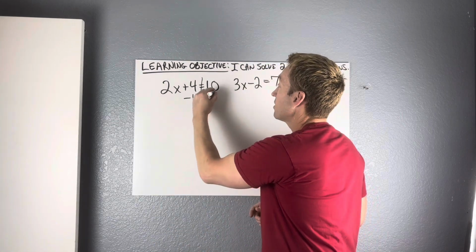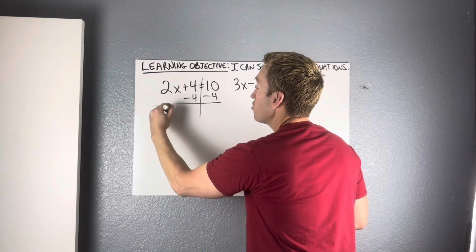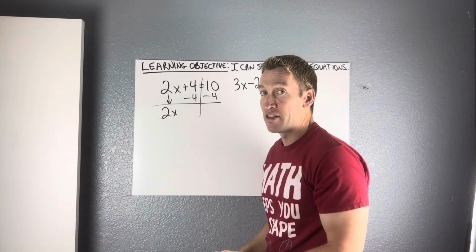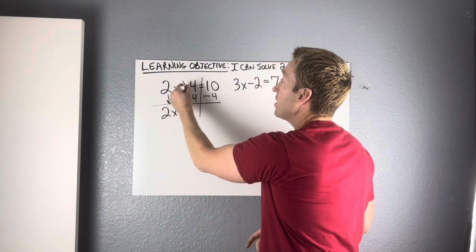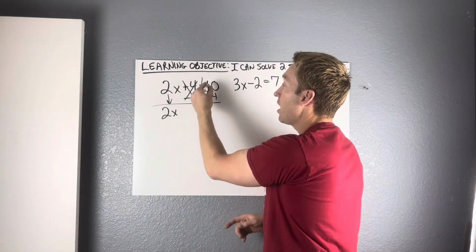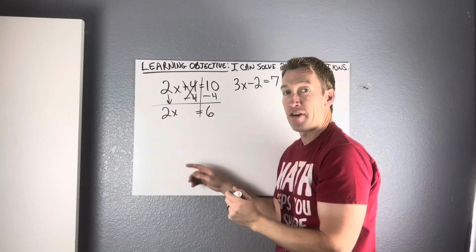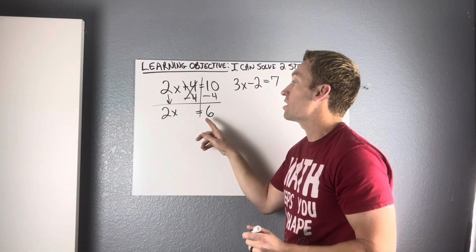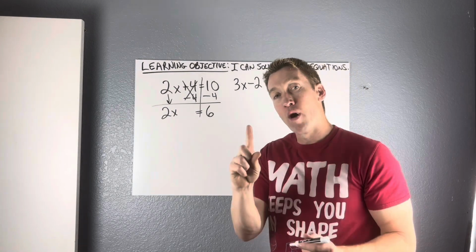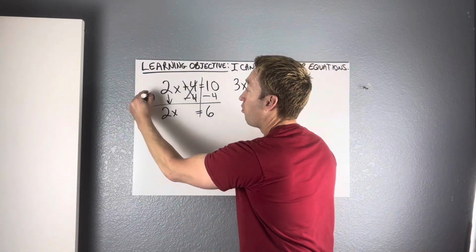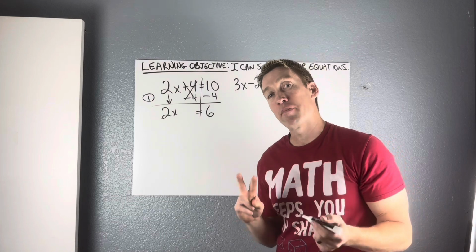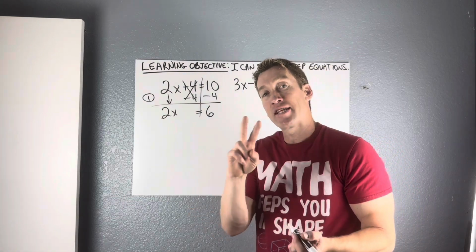Okay, so I'm going to minus 4 from this side. This 2x comes down. I haven't done anything with the 2x. Minus 4 and plus 4 cancel out. I have 10 minus 4 equals 6. I still have my equal sign right here on the fence. Now I have 2x equals 6. Okay, there's one more step left. Look, here is step 1. This is why they're called two-step equations. I have another step. I have a second step.